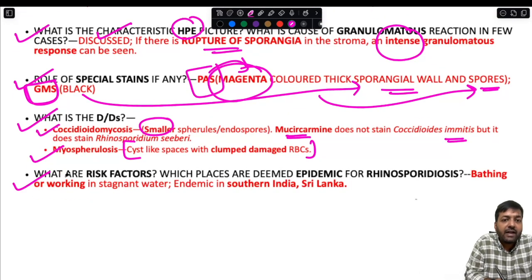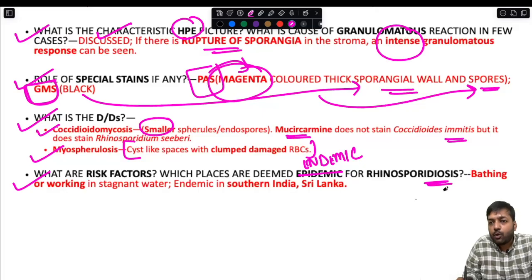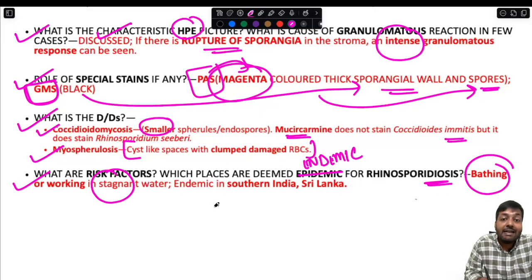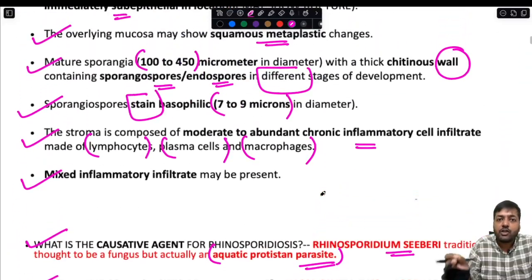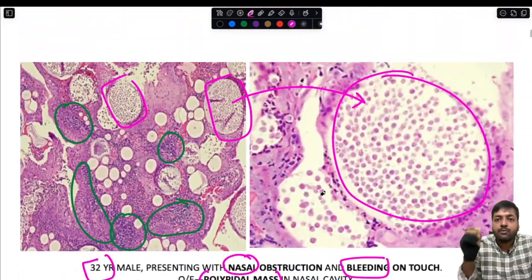So what are the risk factors? Okay, and which places are deemed endemic, not epidemic, which places are deemed endemic for rhinosporidiosis? Okay, so the risk factor is bathing or working in stagnant water, and it is endemic in southern India and Sri Lanka. Okay, so with this we have completed the discussion of one exam slide, that is rhinosporidiosis.